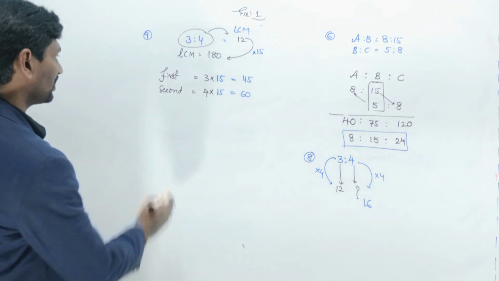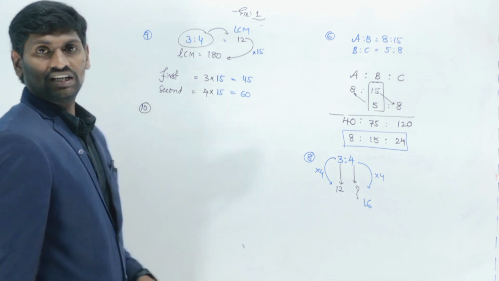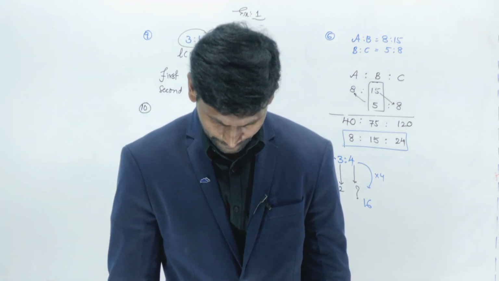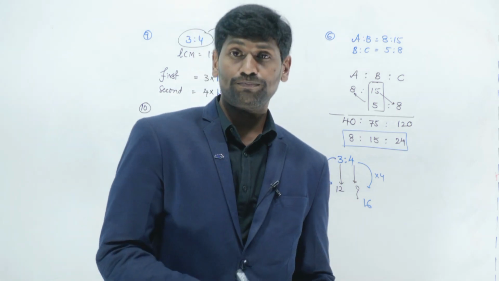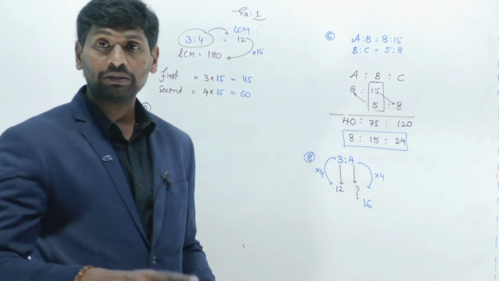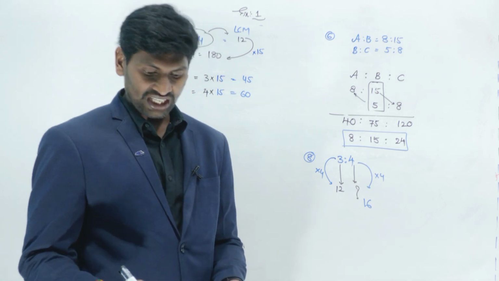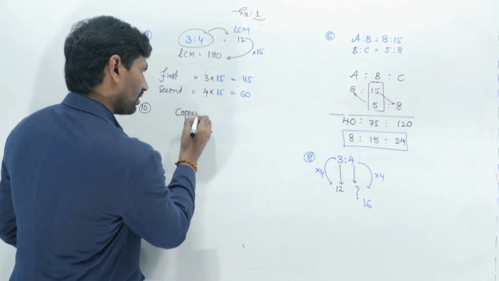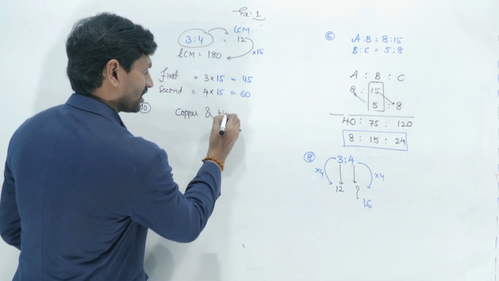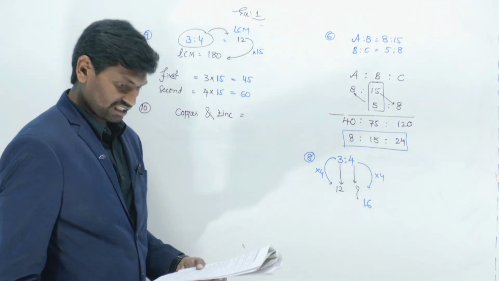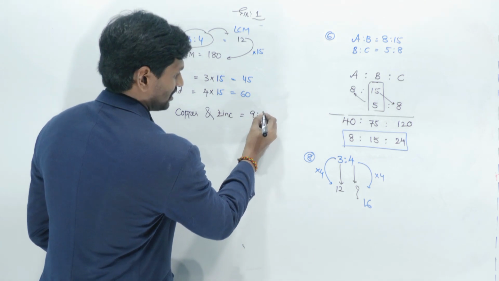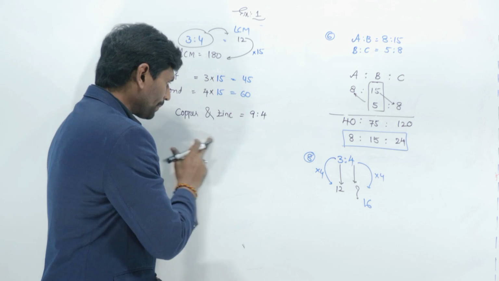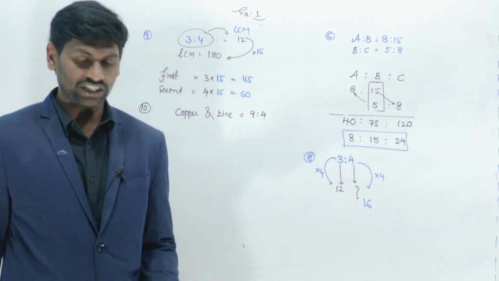So the last question, the 10th question for today's class. Let us discuss the 10th problem. This is also mixed, but not purely a mixing question. Ratio will be there. An alloy contains copper and zinc, and they are in the ratio 9:4. That means 9 parts copper, 4 parts zinc, or 9 grams copper means 4 grams zinc you should take.